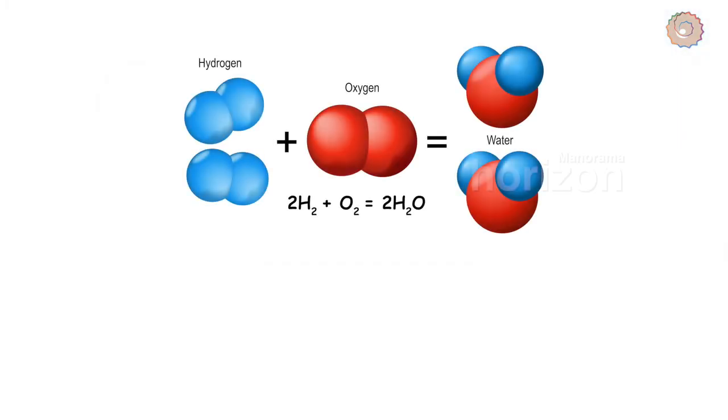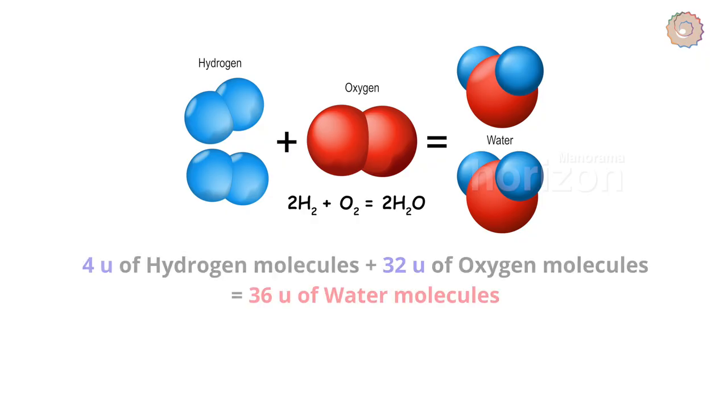Now coming to the mole concept, which is a very important and interesting concept. Take an example of the reaction of hydrogen and oxygen to form water. This reaction indicates that 2 molecules of hydrogen combine with 1 molecule of oxygen to form 2 molecules of water, or you can say it in another way: 4 u of hydrogen molecules combine with 32 u of oxygen molecules to form 36 u of water molecules.